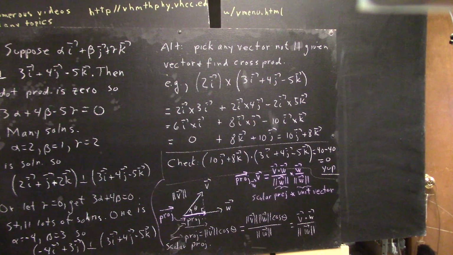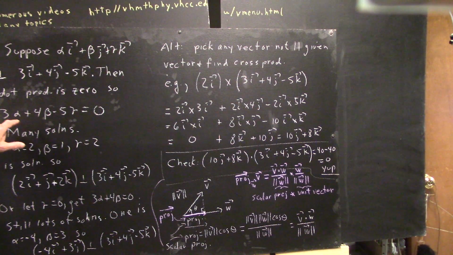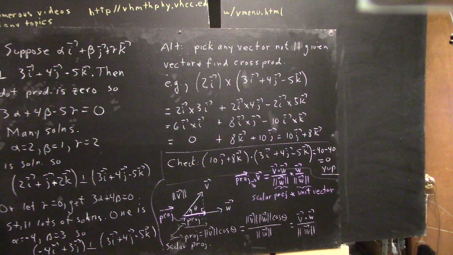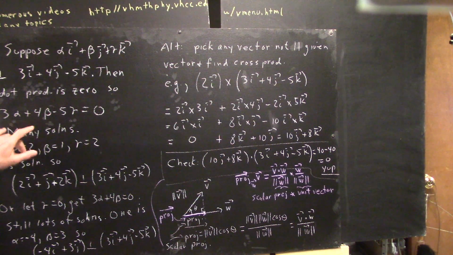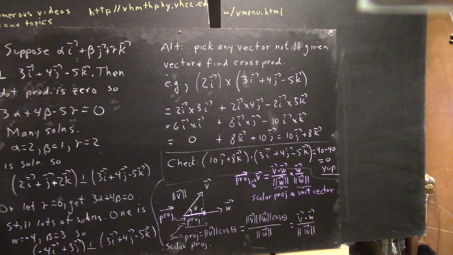Alternatively, we could let one of these quantities be 0 to simplify the process of finding the other two quantities. So if gamma is 0, for example, then the equation becomes 3 alpha plus 4 beta equals 0. And a solution to that's very easy to find. Let alpha equal negative 4 and beta equal 3. Think about why I chose that. Think about how that's obviously going to give us 0 here if gamma is 0.